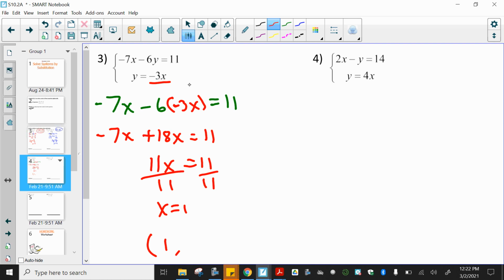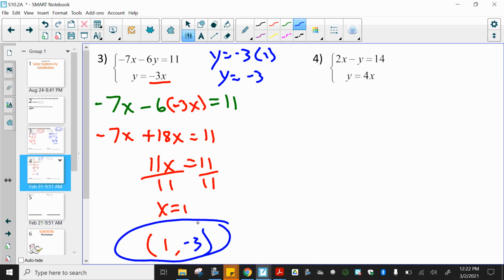But then I have to plug this back into this one. So let's see. Now we have y equals negative 3 times x. Well, x is 1. So y equals negative 3. Solution ordered pair, 1 comma negative 3. Alright, do you see what I did? I took our answer for x here and plugged it in right there. And then worked out the second part, what's written in blue here, to find the value of y after plugging in negative 3 times 1.